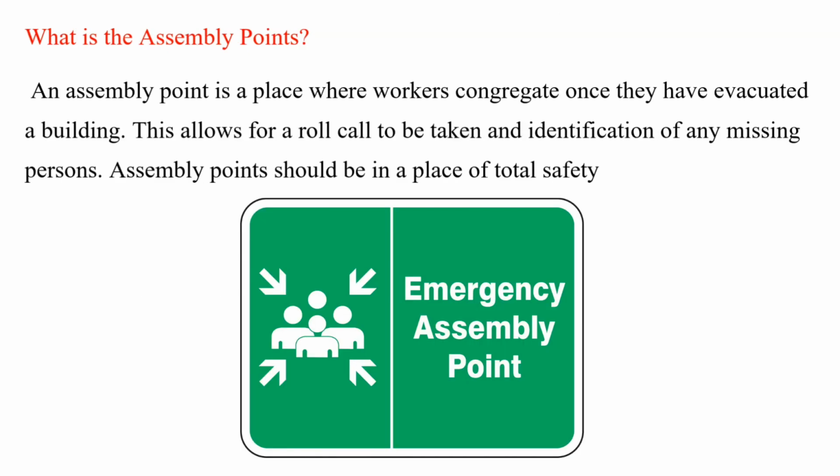What is an assembly point? An assembly point is a place where workers congregate once they have evacuated a building. This allows for a roll call to be taken and identification of any missing persons. Assembly points should be in a place of total safety.